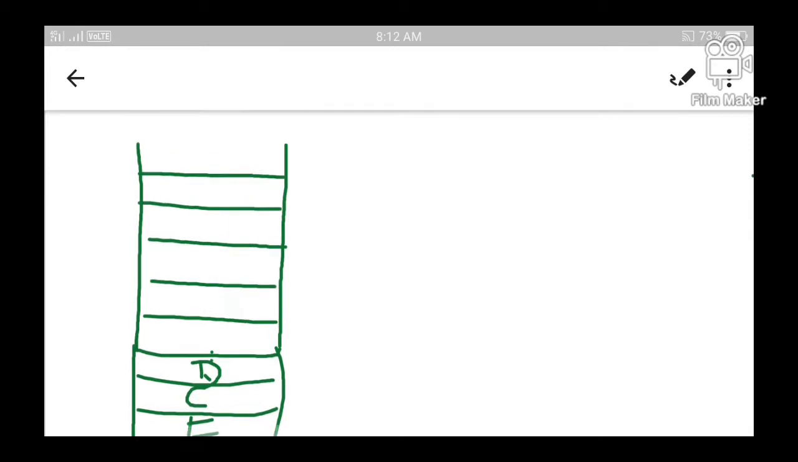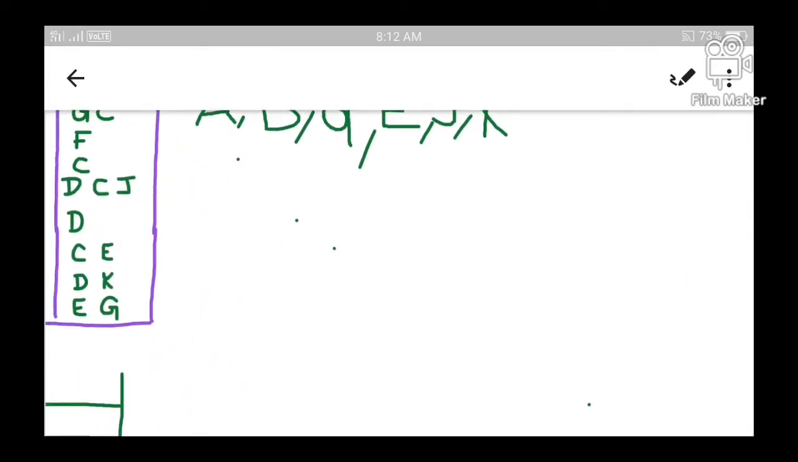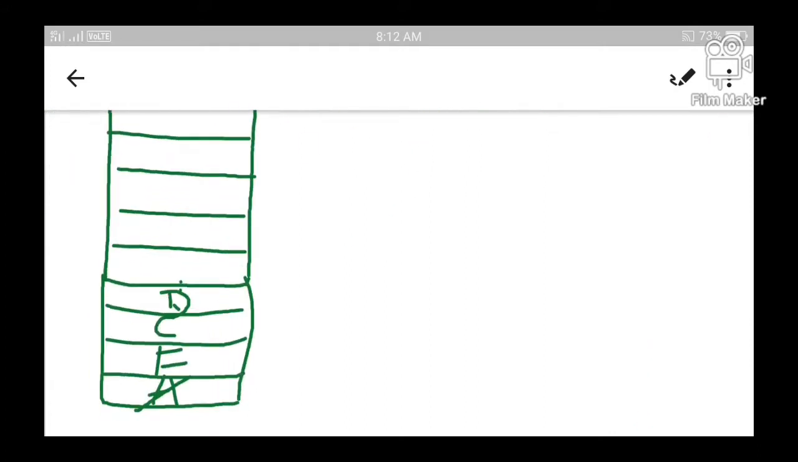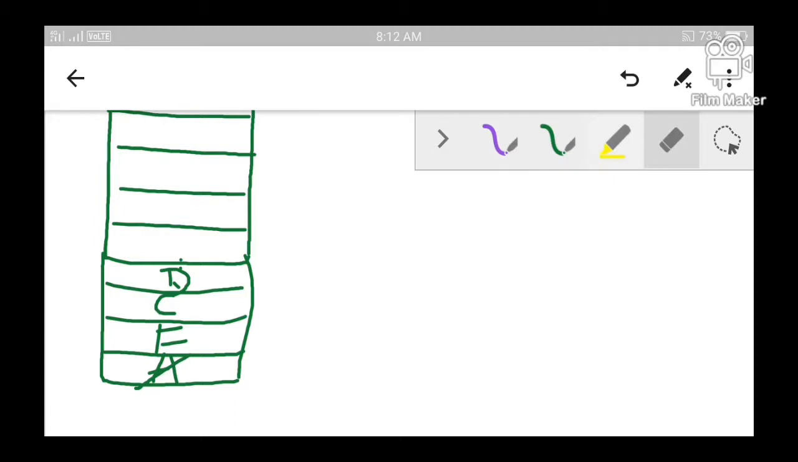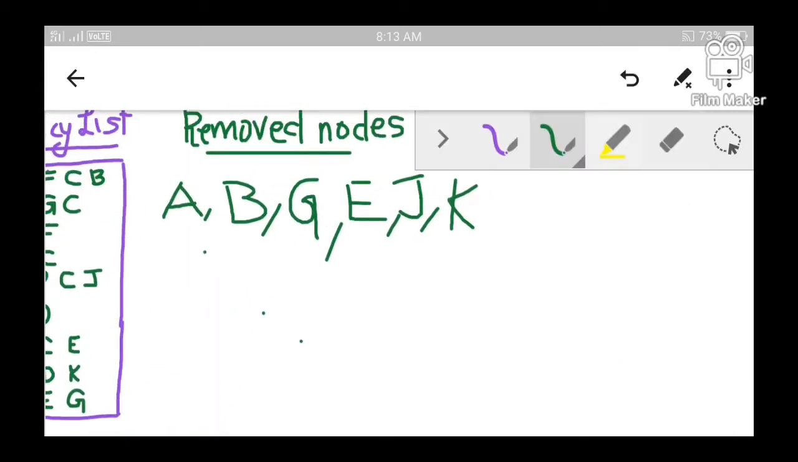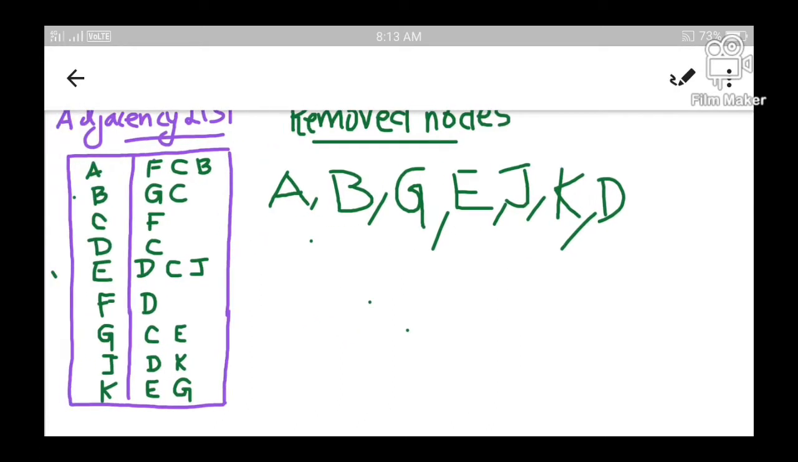Now remove the topmost element from the stack. So this time the topmost element is D. I have removed the topmost element from the stack. After removing, let me add it to the list. D is added. Find out the adjacent nodes of D. D is having only one adjacent node, which is C. But C is already pushed onto the stack, so it need not be pushed again. So this time I am pushing nothing onto the stack.